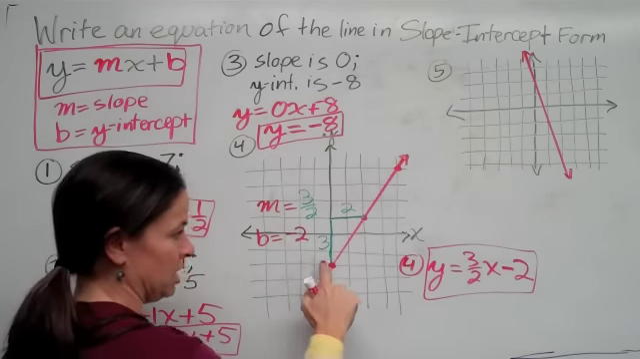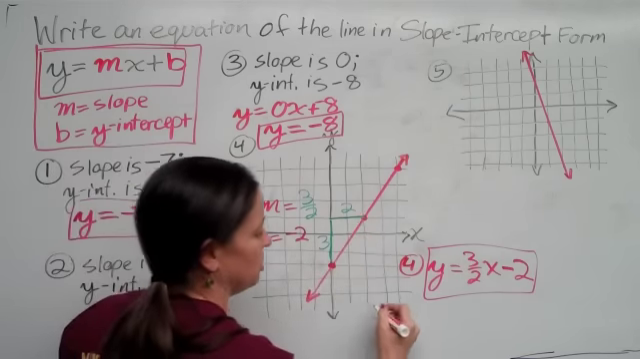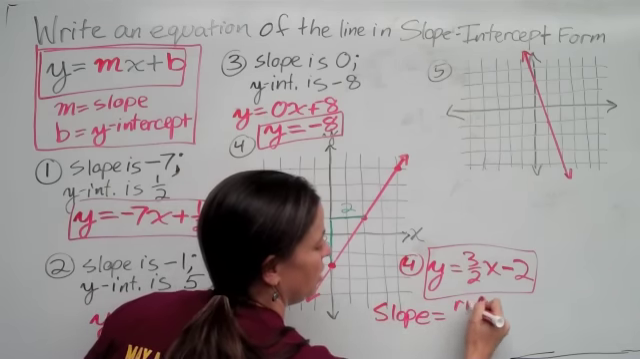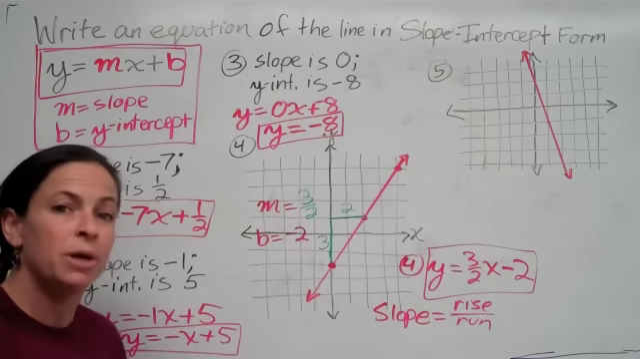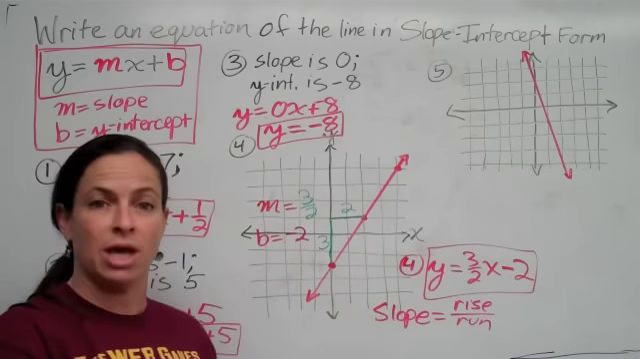It has a y-intercept of -2, it has a slope of 3/2, and we do want to remember that slope is equal to the rise over the run. So when you have a picture of a line, you're going to have to use the rise over the run to count out the slope.